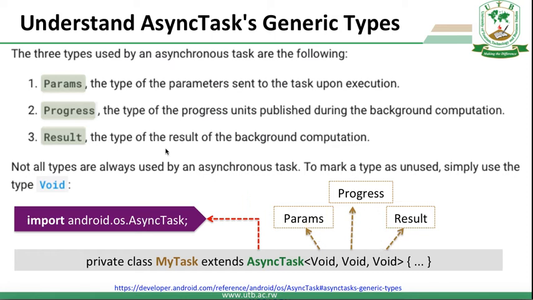Let us understand the params. Params is the type of parameter sent to the task upon execution. Progress is the type of the progress units published during the background computation. And result is the type of the result of the background computation. So once the doInBackground method finishes the computation, it returns some resultant value that comes in this parameter.